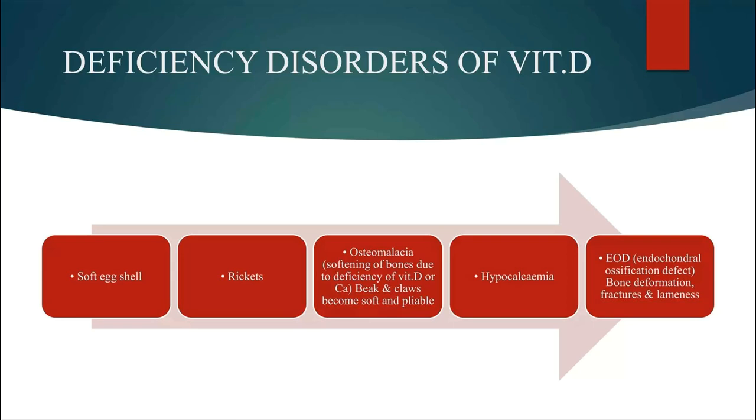Then soft eggshell will be caused by low vitamin D. Then rickets is another result. Osteomalacia means softening of the bones due to the deficiency of vitamin D, and calcium deficiency is also another source, and hypocalcemia is the result. Of course, in poultry, etc., somebody needs to do the research. So, endochondral ossification defects will be there in the case of animals subjected to deficiency of vitamin D.